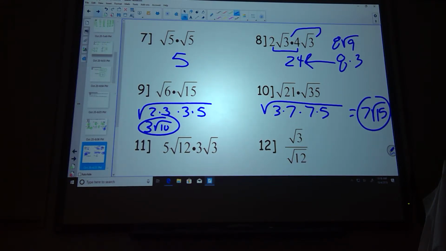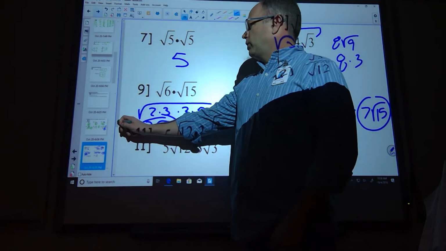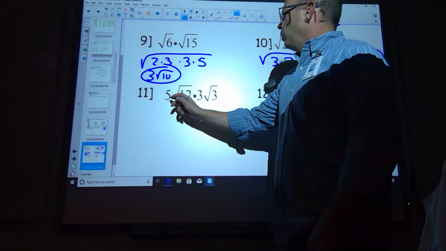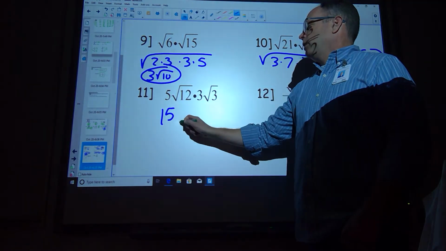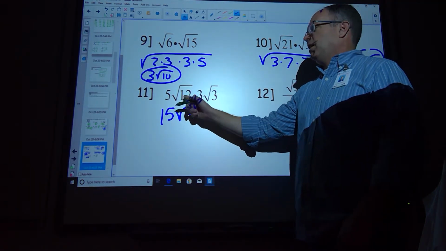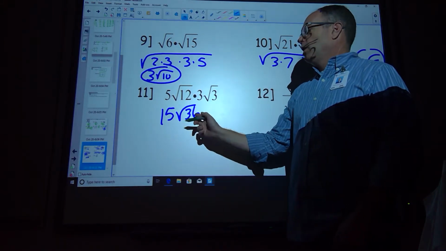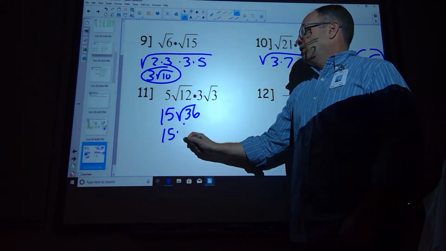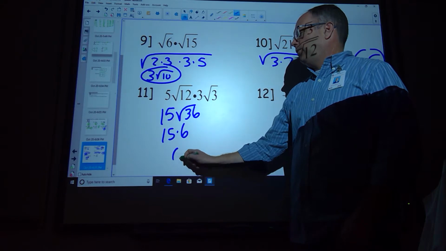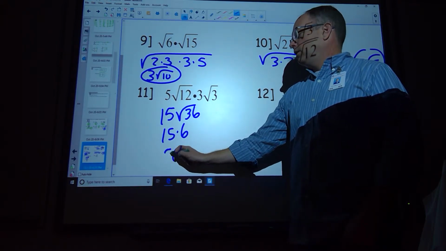Okay, problem number 11. You have to multiply what's outside to outside. Now this one will work out nicely because I'm going to get 15 root 36. The reason I did break that down is I realized 12 times 3 is a perfect square. Square root of 36 is 6. So that's 6 times 15. 6 times 15 is 90.